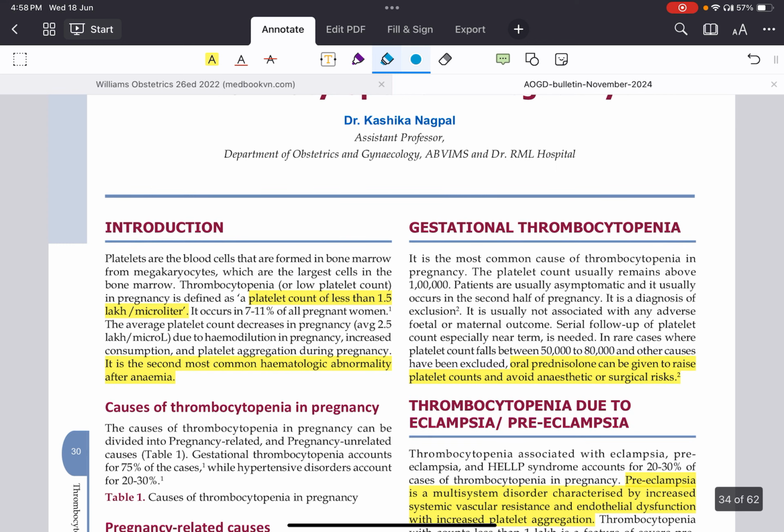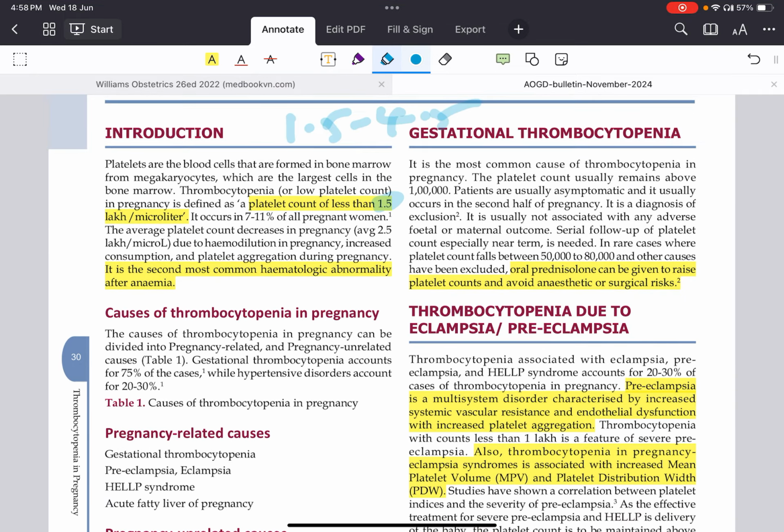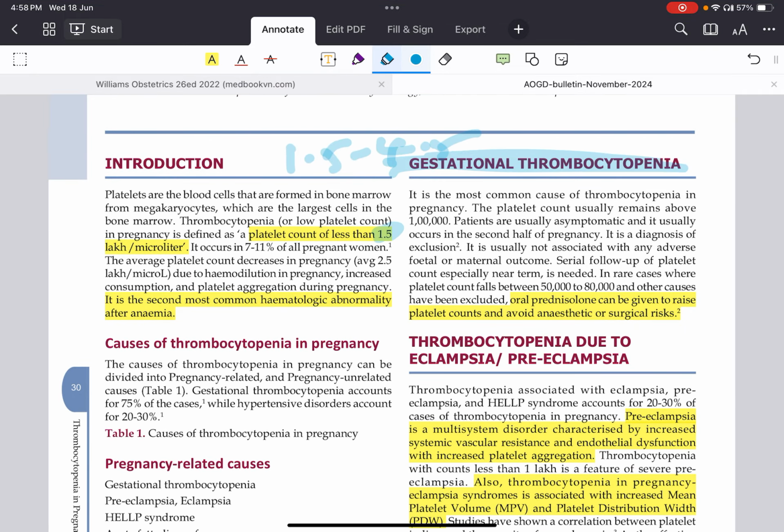Next is thrombocytopenia. Normal platelets are 1.5 to 4.5 lakh. If less than 1.5, it is thrombocytopenia. Generally, gestational thrombocytopenia is seen in pregnancy. Oral prednisolone can be given. As a gynecologist or upcoming gynecologist, you should remember when to panic. Generally, platelet count should be more than 1 lakh. If it is 90,000, you should not panic, because in gestation there is gestational thrombocytopenia.